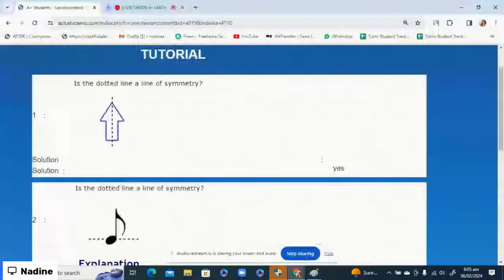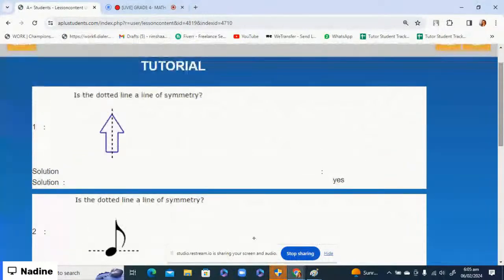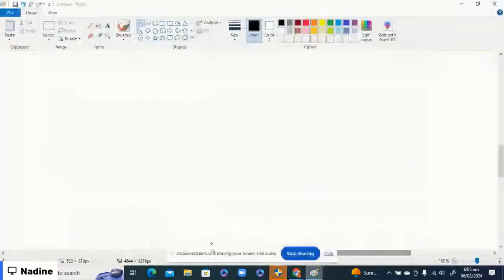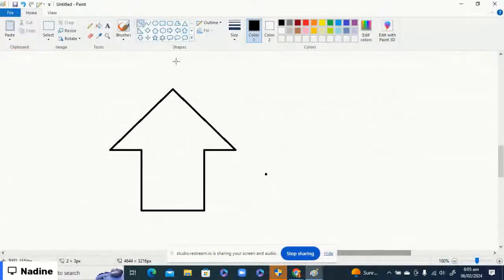Okay, then let's move to the lesson. Here, is the dotted line a line of symmetry? Look here, it divides into two equal halves. Here is the shape of an arrow, and we just need to cut it this way. So we can say that it is cut into two halves, and then it becomes equal in both of the parts.